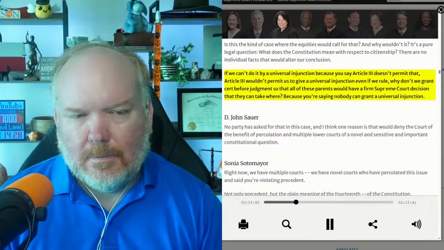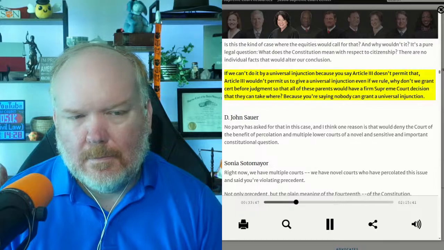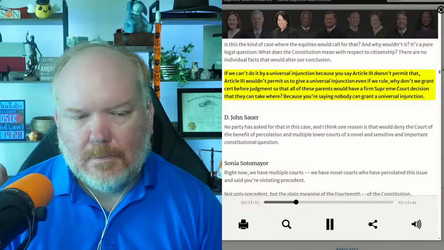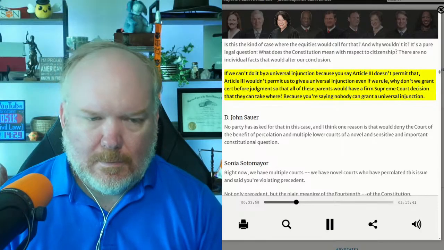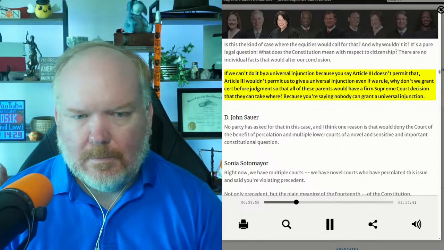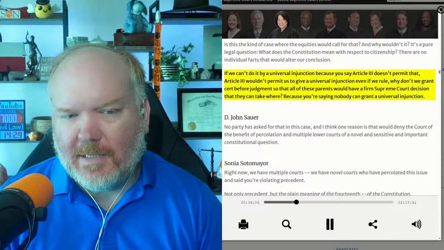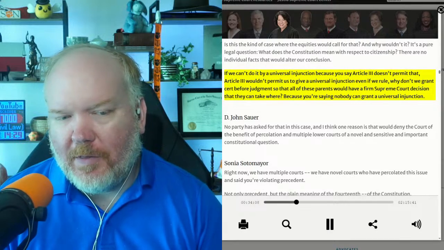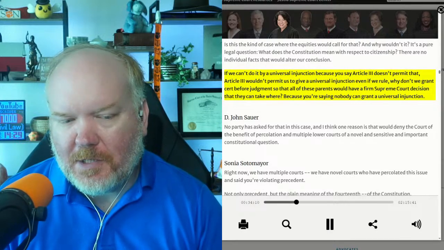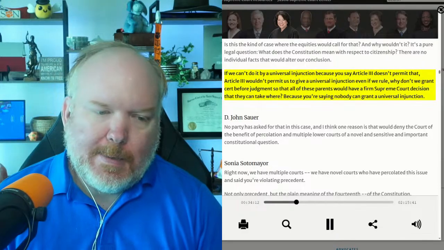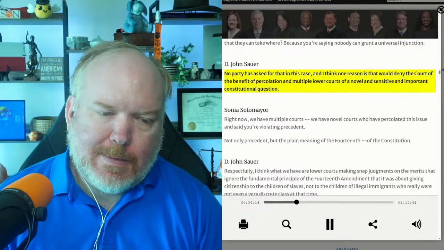If we can't do it by a universal injunction, because you say Article III doesn't permit that, Article III wouldn't permit us to give a universal injunction, even if we rule. Why don't we grant cert before judgment, so that all of these parents would have a firm Supreme Court decision? Because you're saying nobody can grant a universal injunction. No party has asked for that in this case.